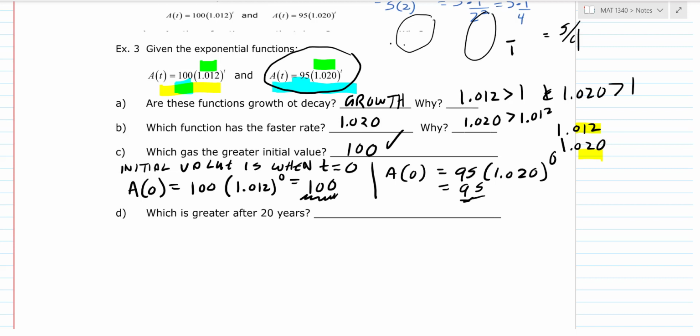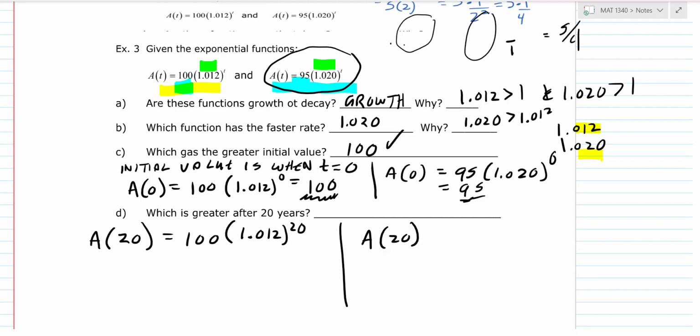Now what we're going to do is look at which one is greater after 20 years. And you don't really know that unless you do this. And we'll do this on the calculator. So we're going to do a of 20 for the first function. So we'll do 100 times 1.012 to the 20th power. Then we'll compare that to the other function I gave you, which is 95 times 1.020 to the 20th power. Now, before I do this on the calculator, which one do you think is going to be bigger?